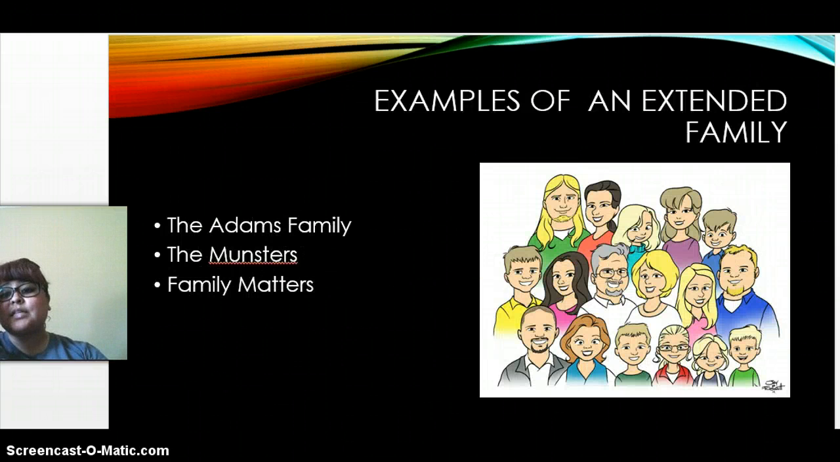Some examples of an extended family: we see the Addams family, where uncles and cousins live, as well as mom and dad and the children, the Munsters, and also Family Matters.